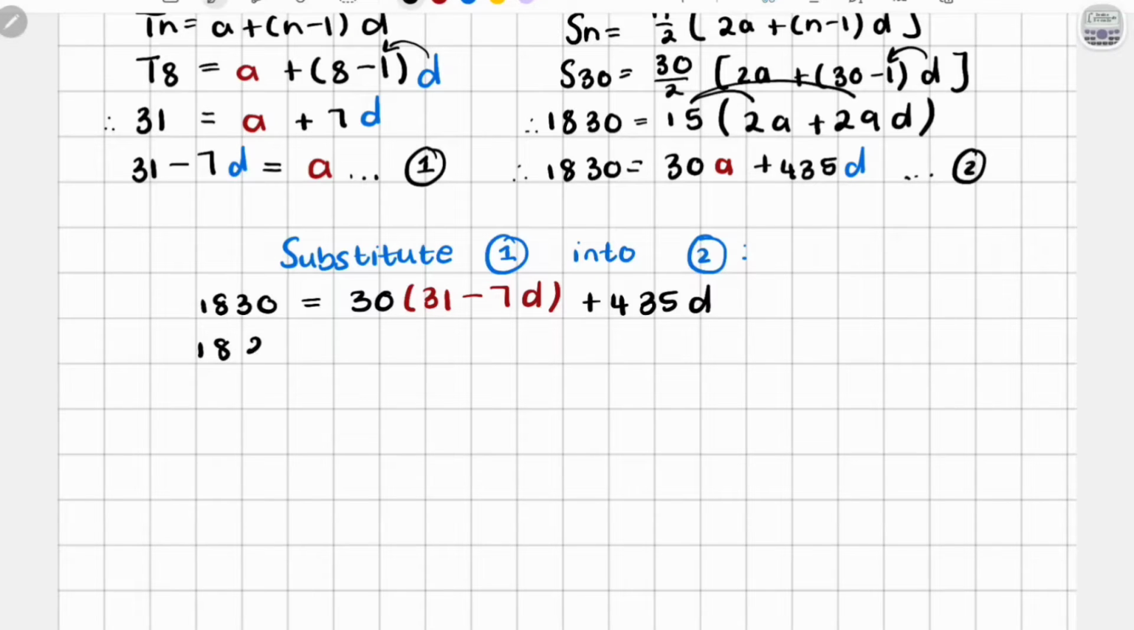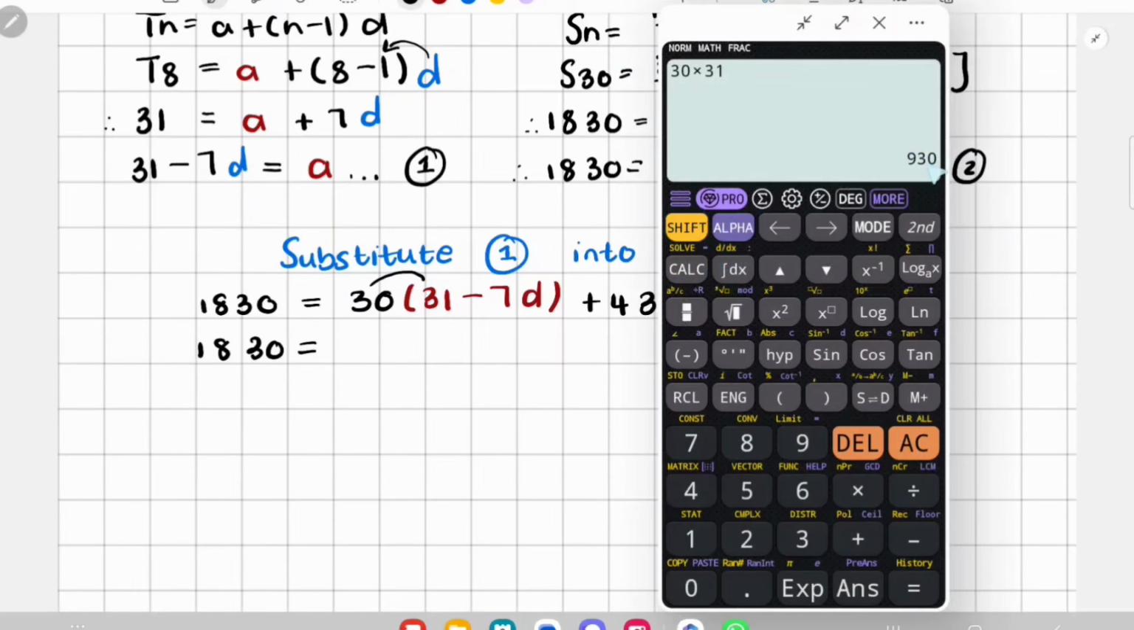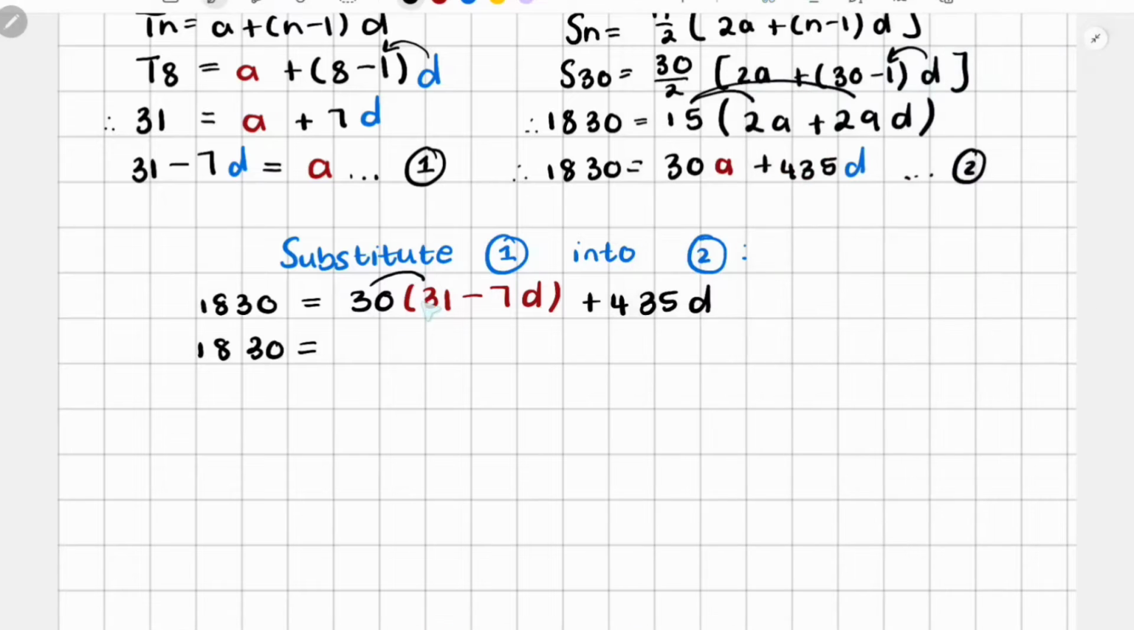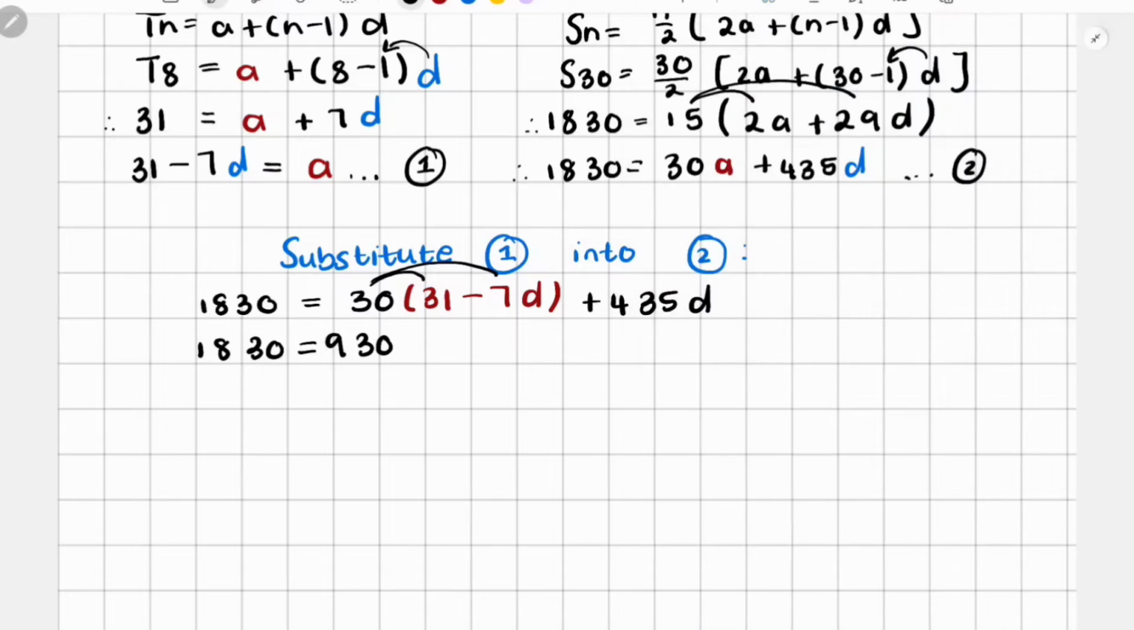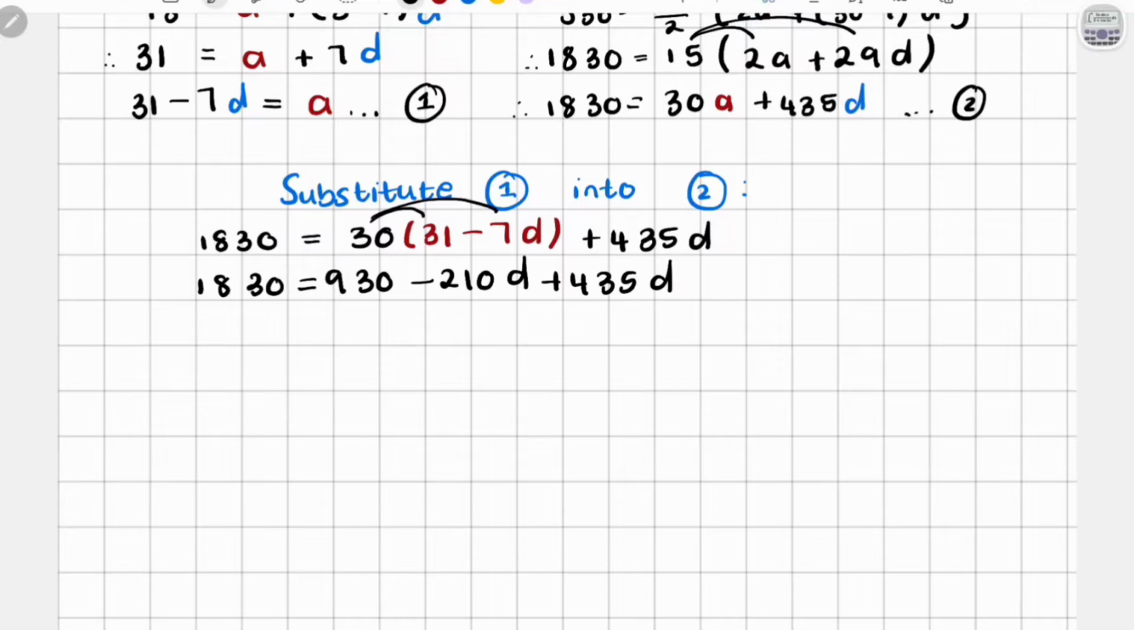So this is 1830 is equal to 30 multiplied by 31. Let's see what that is. And we get 930. So 930, and then 30 multiplied by 7. So let's see that. Okay, so it's actually negative 7. So that's a negative 210. So 30 times 7, negative 210d. Okay, and then we just continue here. That's plus 435d. Okay, so add your like terms together.